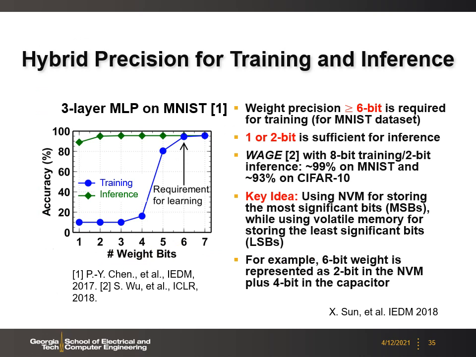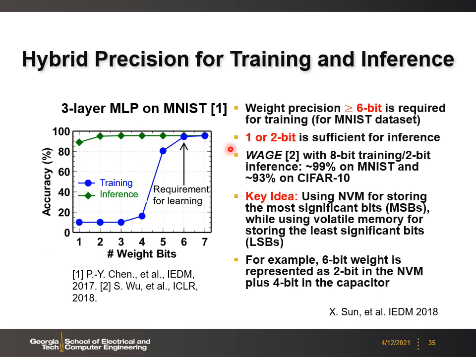The hybrid synapse was motivated by the hybrid precision for the training versus the inference. So here we see an example of a very simple neural network for MNIST recognition. You can see that for the inference, 1 or 2 bits can be sufficient to guarantee the accuracy. But for the training, we need at least 6 bits of the weight to achieve good accuracy.